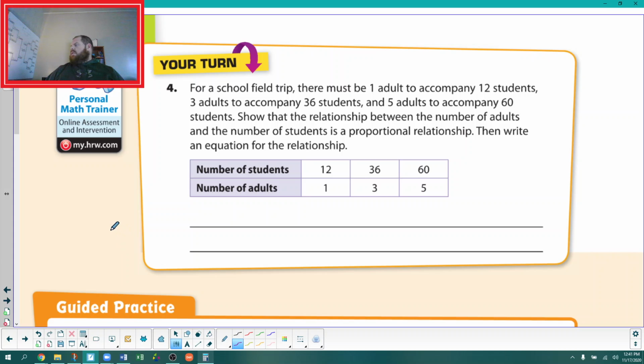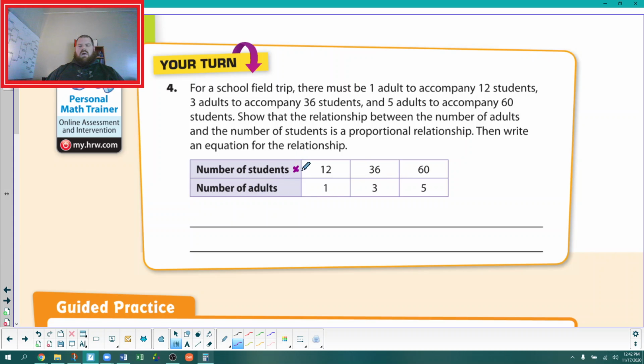For this last problem here, we have a school field trip, and it says in this field trip there must be 1 adult if there's 12 students, 3 adults if there's 36 students, and 5 adults if there's 60 students. Show that the relationship between the number of adults and the number of students is proportional. So they're kind of telling us that it's proportional. Now we just want to show that it is. And we want to write the equation.